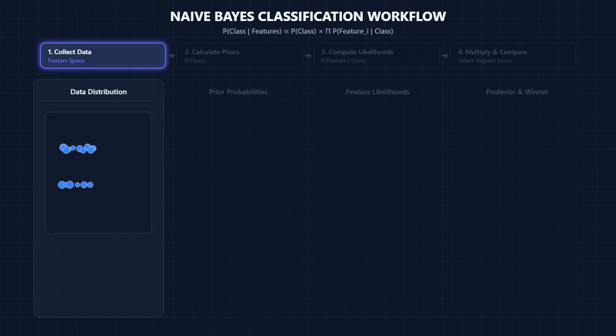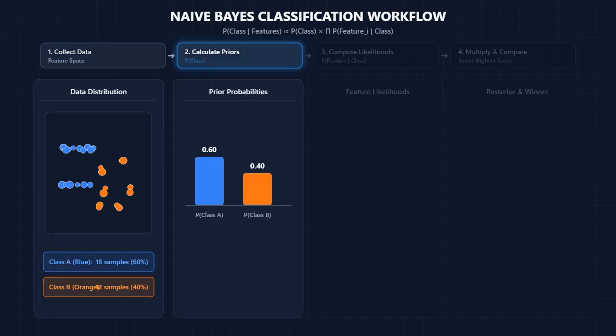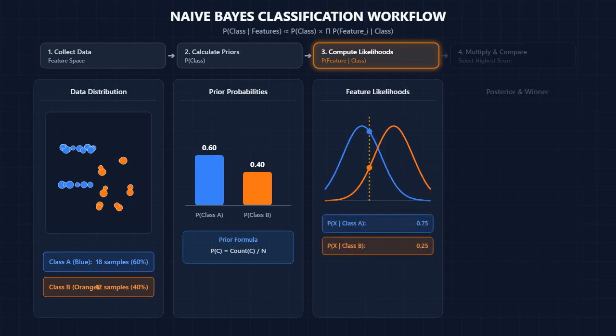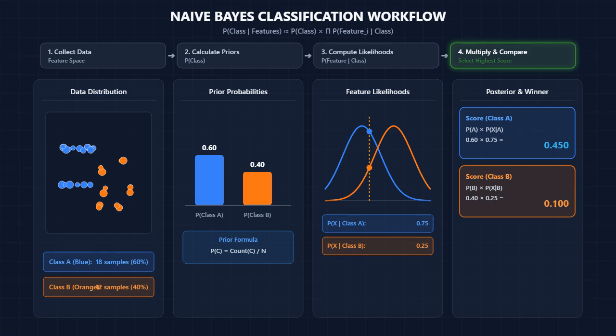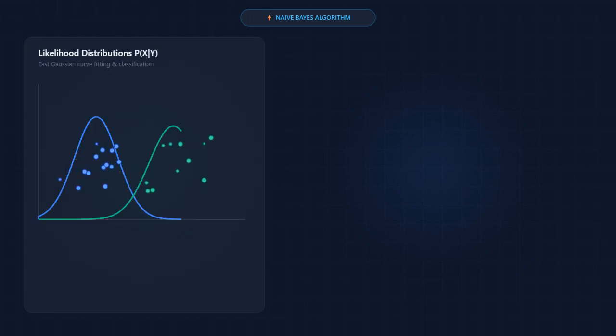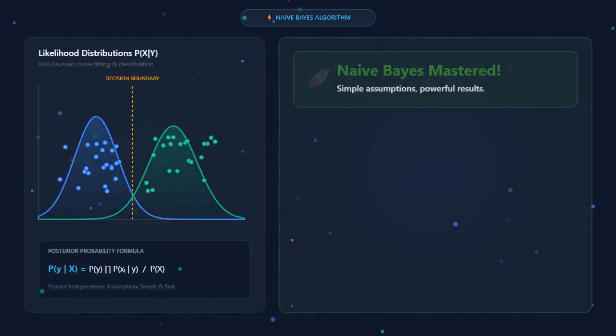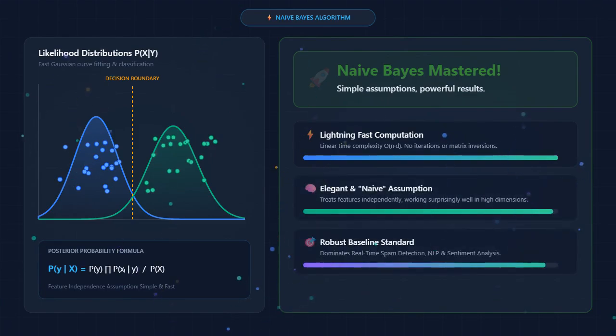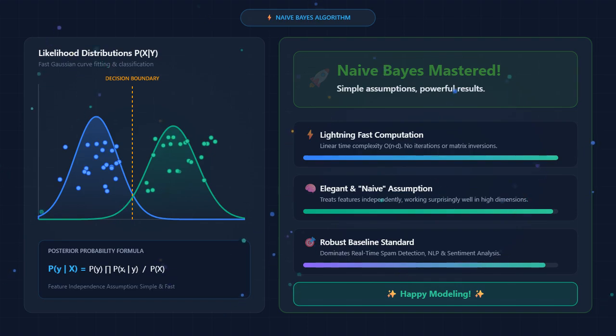To summarize, collect your data, calculate the prior probabilities, compute the likelihoods for each feature, multiply them together, and choose the class with the highest score. And that is naive Bayes. A simple yet incredibly powerful algorithm that proves that sometimes making a naive assumption can lead to remarkably smart results.